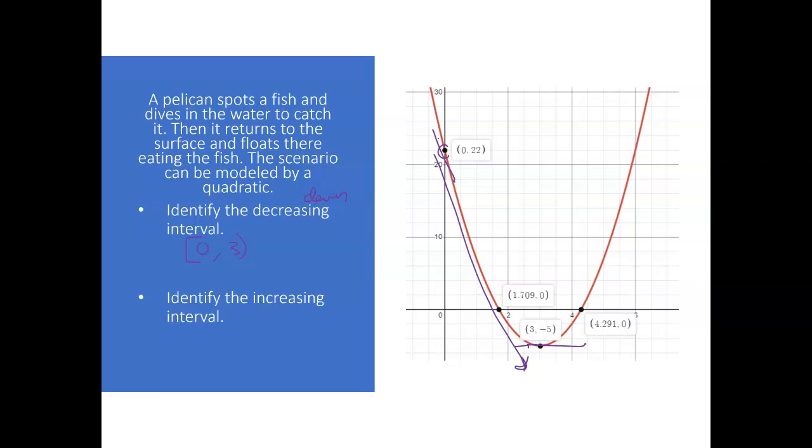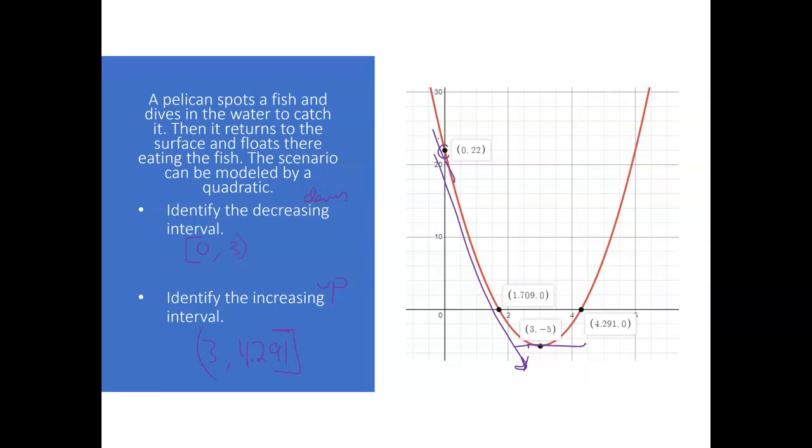And then increasing means that we're going up. So where does it start going up? At 3, again, parentheses, because it's still flat at 3, but right after it, 4.291. And that will be, because the slope is still positive.